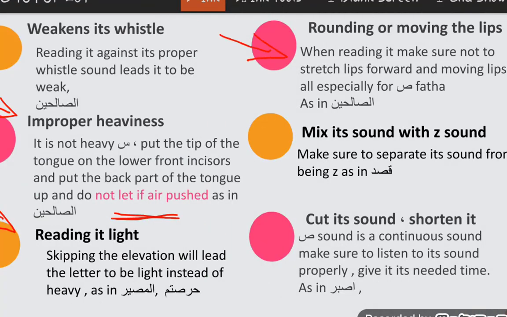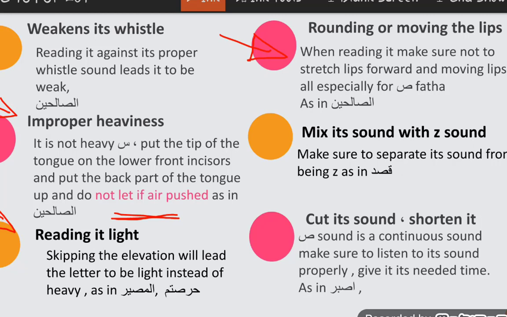The next mistake, and it happens very commonly, is rounding or moving the lips when reading Sad. Some may think that to make something heavy, you have to move your lips forward, and this is completely wrong. To make Sad heavy, which is a tongue letter, just move the tongue. Sa, si, su. If it is Dhamma, it is okay to move the lips forward, because the characteristic of Dhamma is to move the lips forward, but for Fatha or even Sukoon, no.